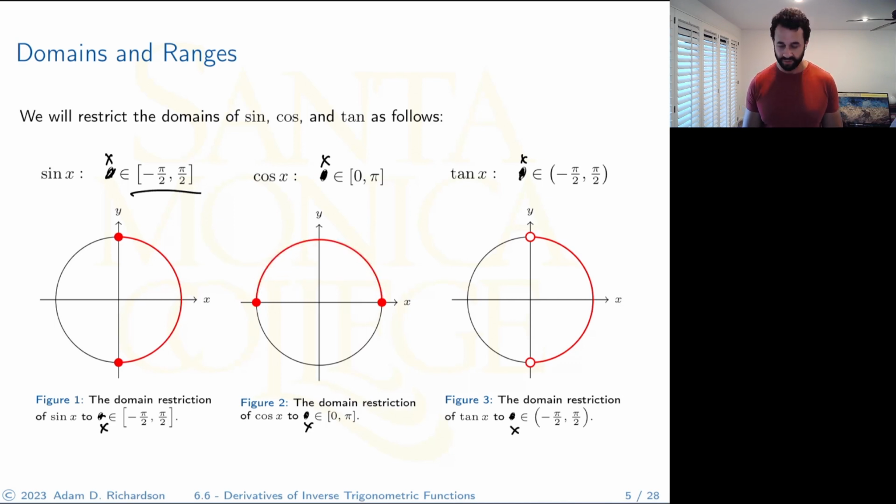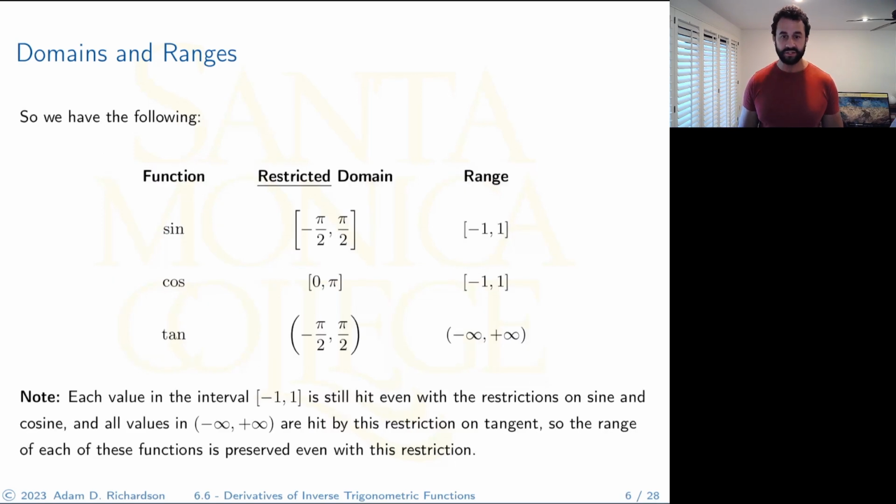And then for tangent, we're going to do something similar to what we did for sine. We're going to restrict the interval to be from negative pi over 2 to pi over 2, but excluding the endpoints. And that makes sense because tangent is not defined at negative pi over 2 or pi over 2, because then you would have a vertical line, and vertical lines have undefined slope. So tangent, which is the slope of that line, could not be defined. So tangent is not defined at those endpoints. Okay, so these are the restrictions.